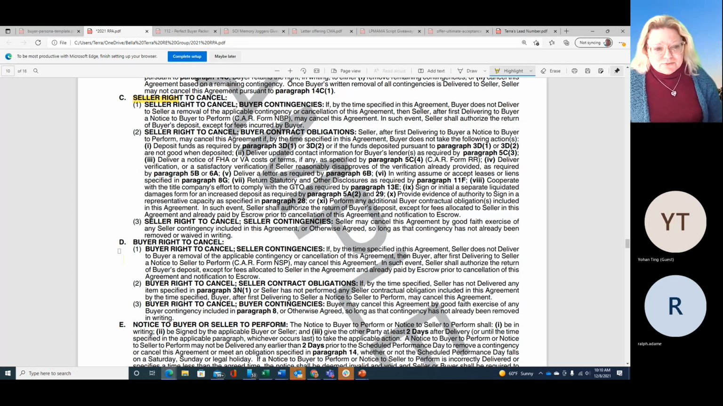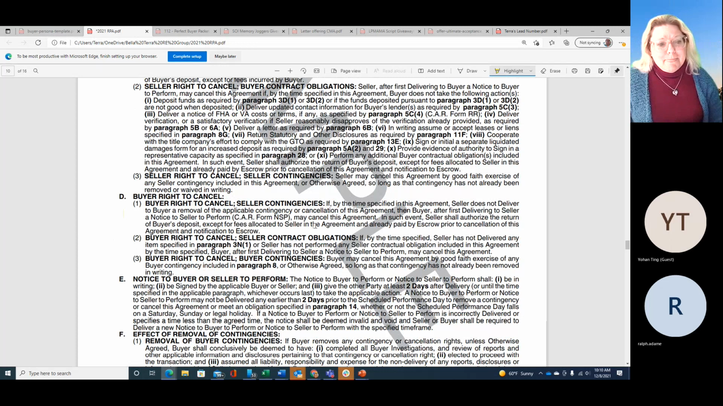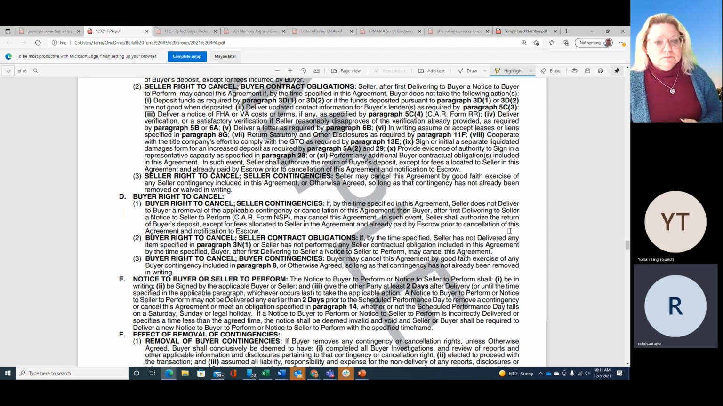Okay, let's go on to the buyer's right to cancel. Number 1, Ralph? Buyer right to cancel seller contingencies. If by the time specified in this agreement, seller does not deliver to buyer a removal of the applicable contingency or cancellation of this agreement, then buyer, after first delivering to seller a notice to seller to perform, Form NSP, may cancel this agreement. In such event, seller shall authorize the return of buyer's deposit, except for fees allocated to seller in the agreement and already paid by escrow prior to cancellation of this agreement and notification to escrow.